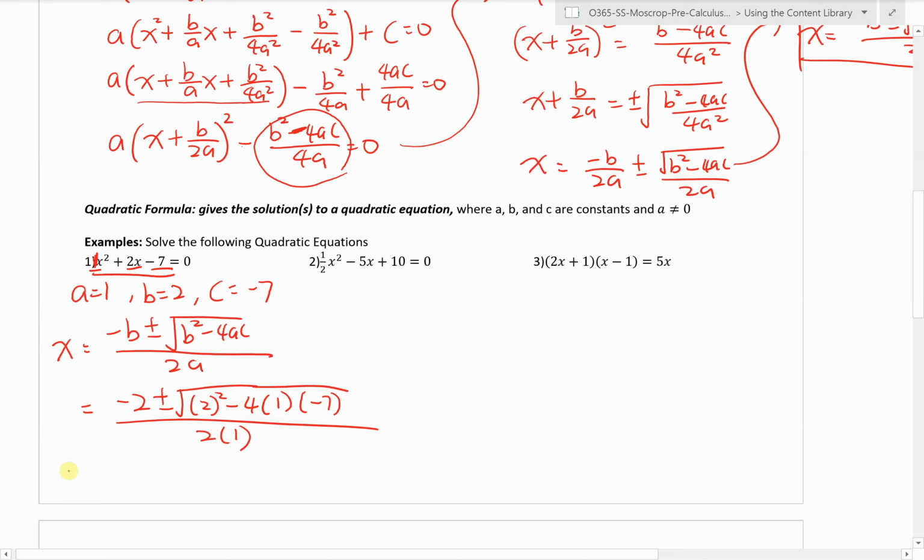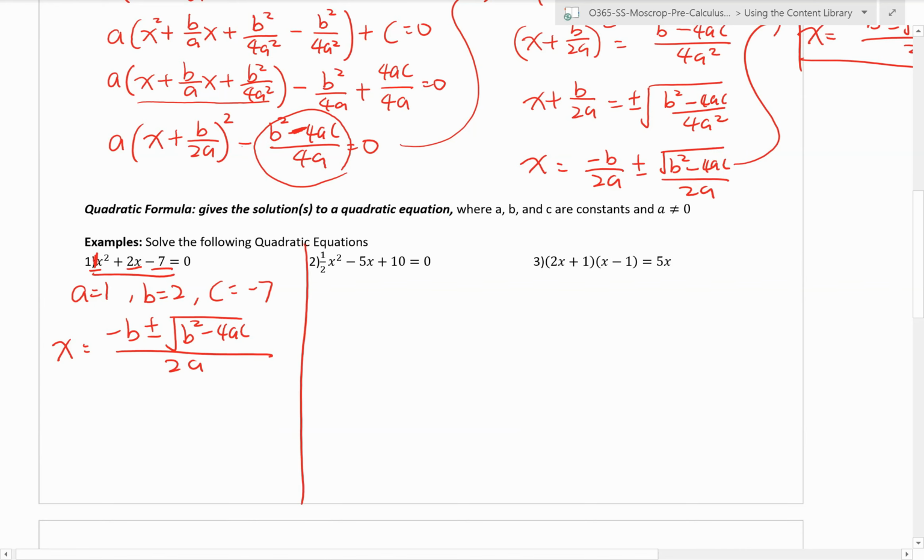Okay, so now we just need to, well, I just realized I write way too big. It's taking all the space over here. Let me draw the line over here so I don't overtake the space there. So -2 plus minus 2 squared minus 4 times a times c divided by 2 times 1.